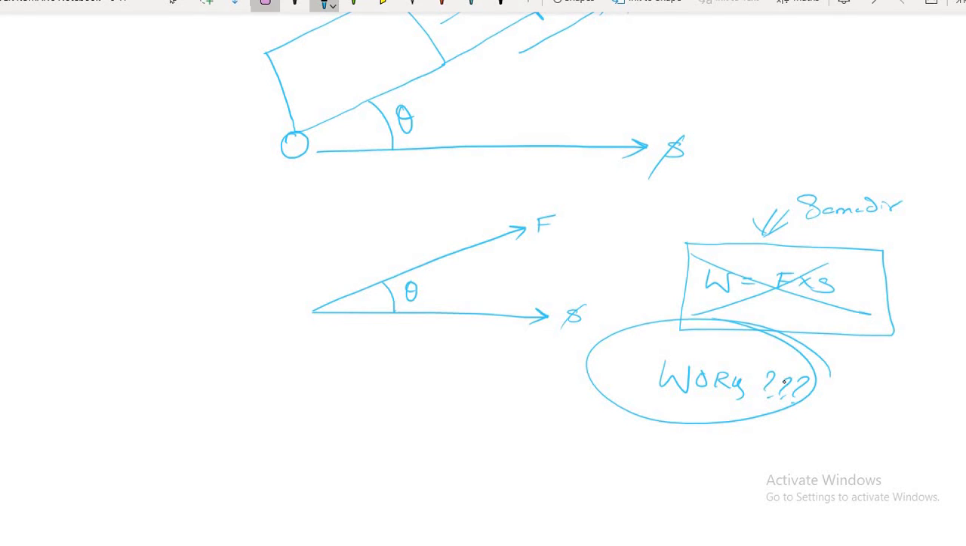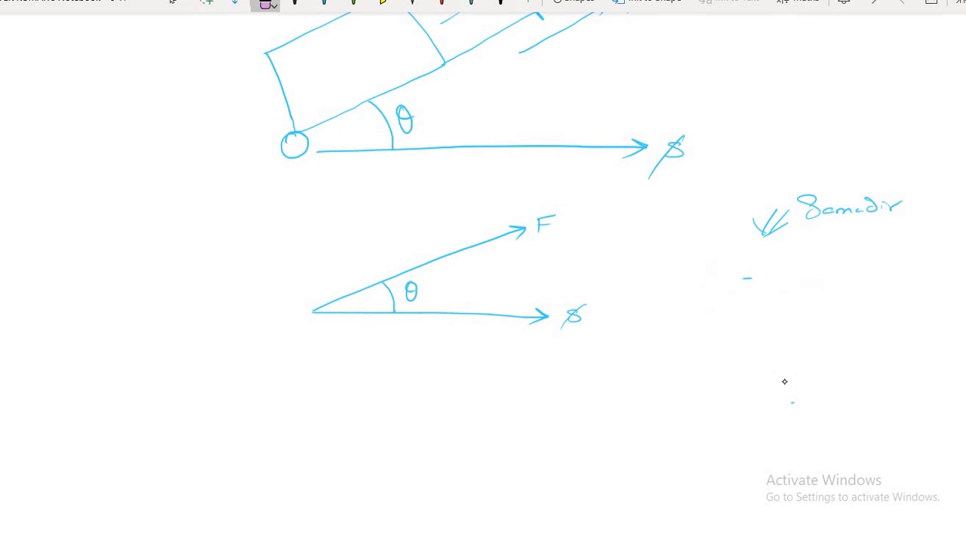See here, to find out work in this type of condition, what do we need? We need to take the force along the direction of displacement, or we have to take the displacement along the direction of force. Either one. Let me first choose the first option. That is, if I can bring the upward force down, in the horizontal direction, that is, along the same direction of displacement.